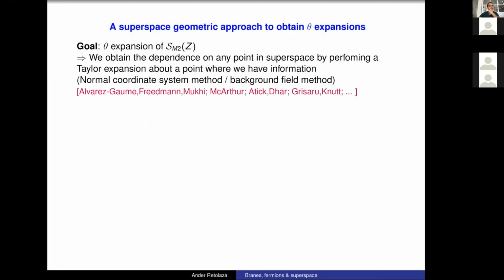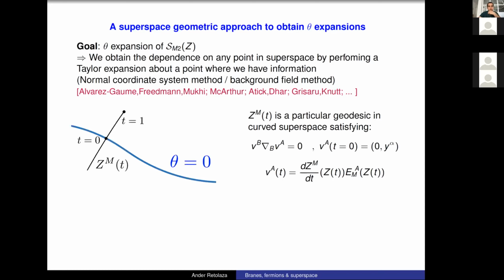And I'm going to give you just a rough idea of how you can do this. This is a technique called the normal coordinate system method. It's been built by several people, initially people that were not thinking of superspace, but then it was extended also to the superspace case. And basically it's a method that allows you to get a Taylor expansion that tells you what the dependence of your superfield is going to be at a certain point in superspace.